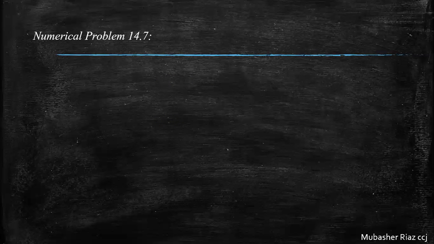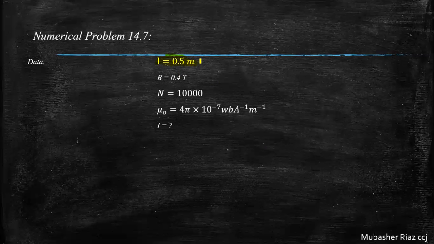And the last question, 7. What current should pass through a solenoid that is 0.5 meter long with 10,000 turns of copper wire so that it will have a magnetic field of 0.4 Tesla? This is the length of the solenoid, 0.5 meter. The strength of magnetic field is 0.4 Tesla. Number of turns are 10,000. So how much amount of current is required to produce this value of magnetic field? आपने इसमें करंट मालूम करना है कि 0.4 टेस्ला मैग्नेटिक फील्ड पैदा करने के लिए करंट कितना चाहिए होगा.